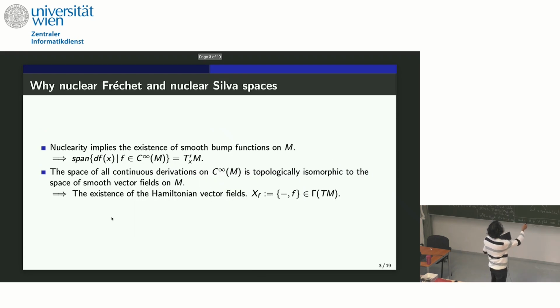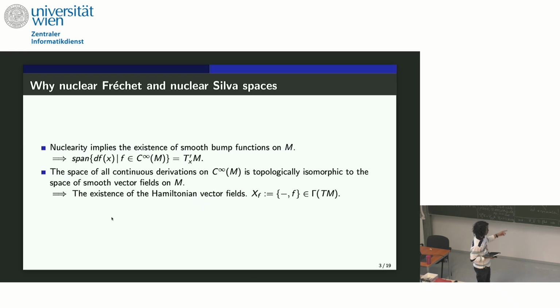First of all, why are we modeling our Lie group on nuclear Fréchet and nuclear Silva spaces? If you remember from yesterday's talk of Barbara, there are some problems in the infinite dimensional setting. One problem was that we cannot identify the cotangent space at any point with the differentials of all the smooth functions on the manifold. But nuclearity implies the existence of smooth bump functions, and then we can in fact identify these two. This identification is important because it gives us a one-to-one correspondence between the Poisson bracket and the Poisson tensor.